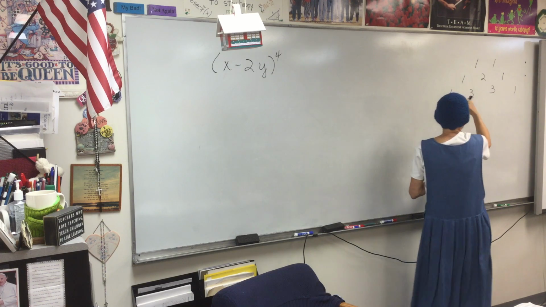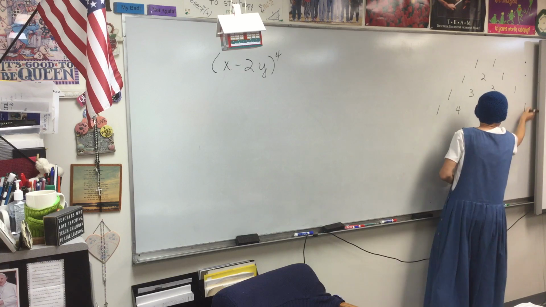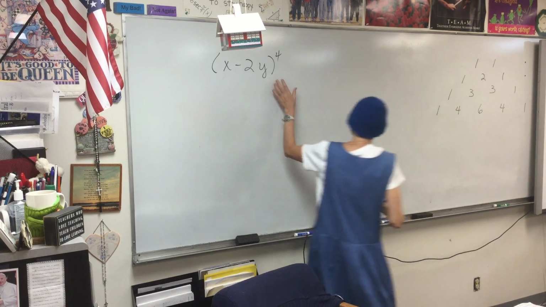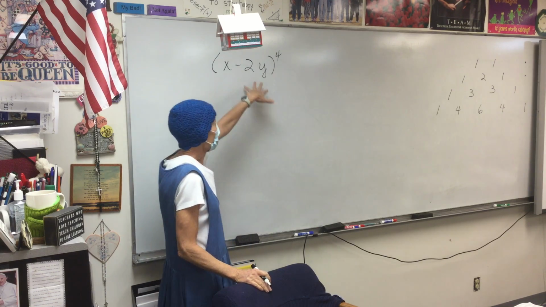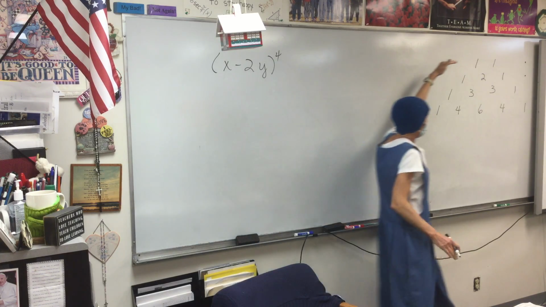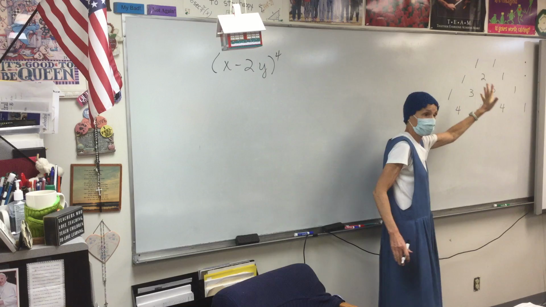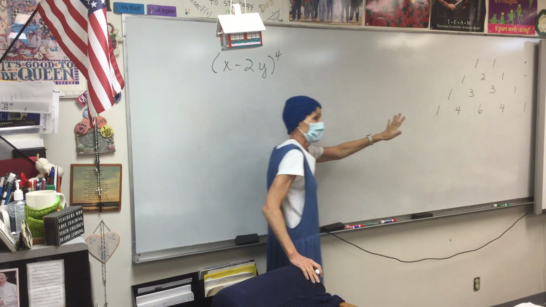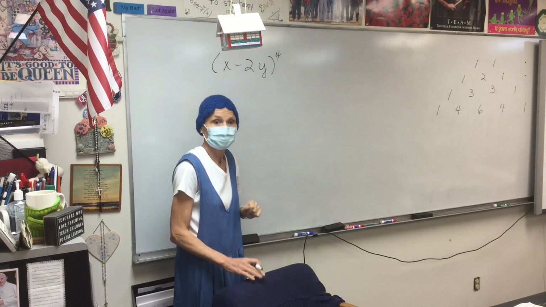Start with a 1, add these together, end with a 1. Now, how far do I need to go in this problem? I could keep going, but I only need to go to the 4th row. 1, 2, 3, 4. There it is. That's the 4th row. Now I have the triangle built to the 4th row.